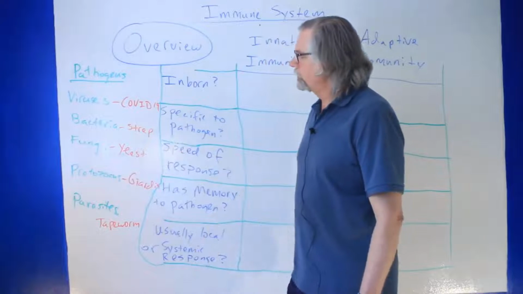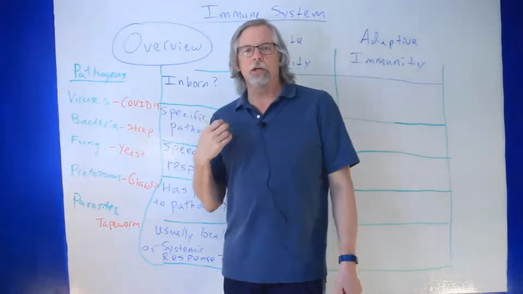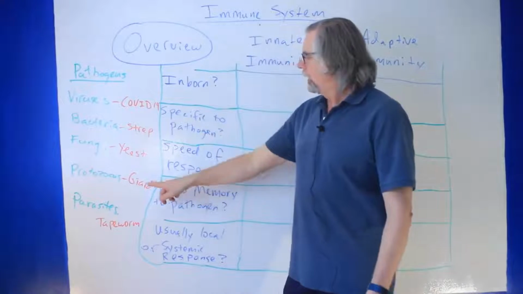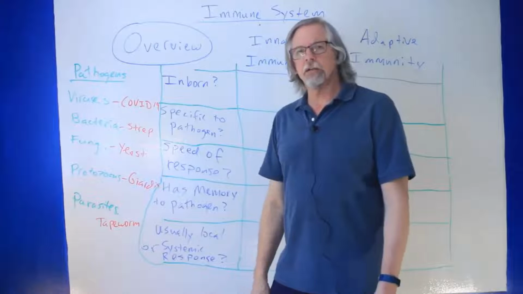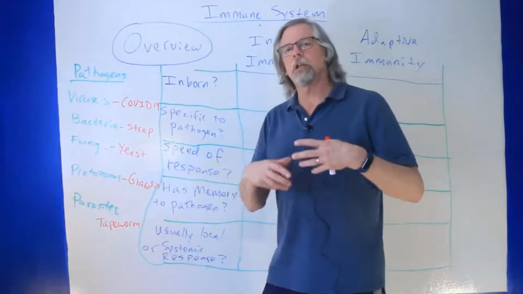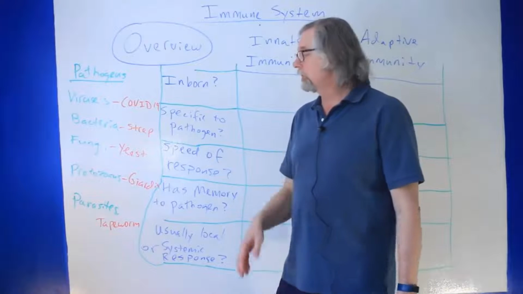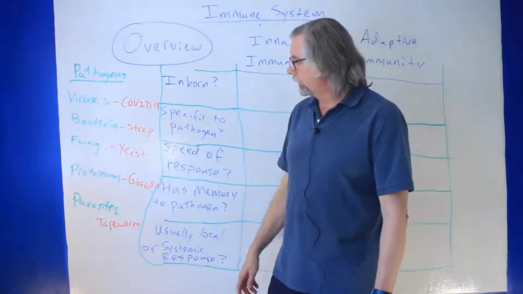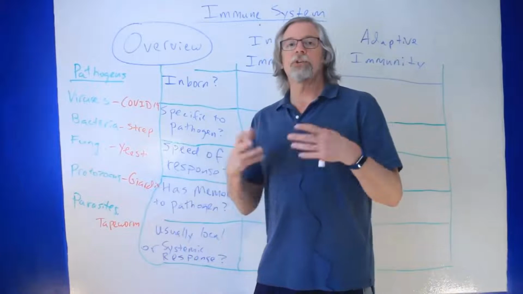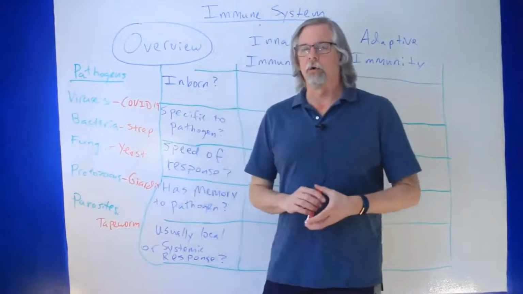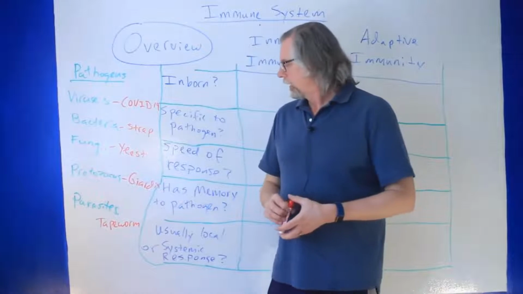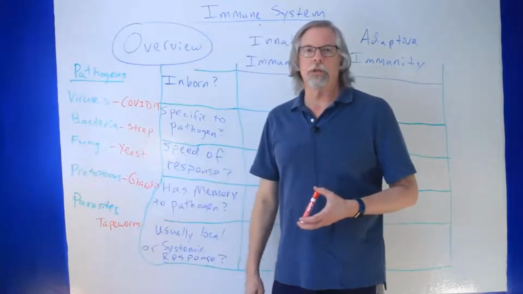There are protozoans, so these are single-cell eukaryotic organisms that can invade. Giardia is an example of that, and you get a giardia infection from drinking water, let's say on a camping trip. That's why you recommend to boil your water before you drink it. Parasites are multicellular eukaryotic organisms that can infect. So for example, tapeworm and hookworm.